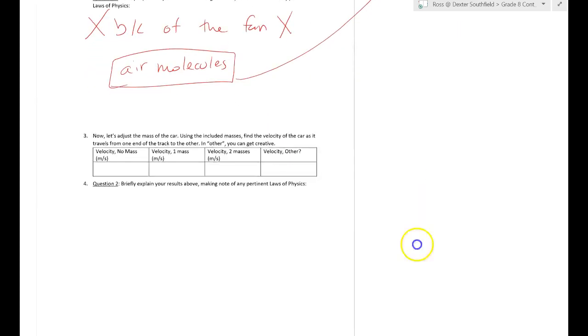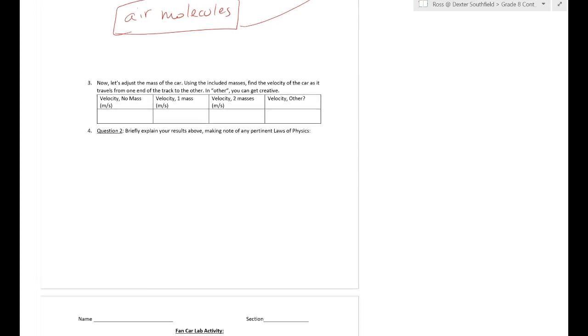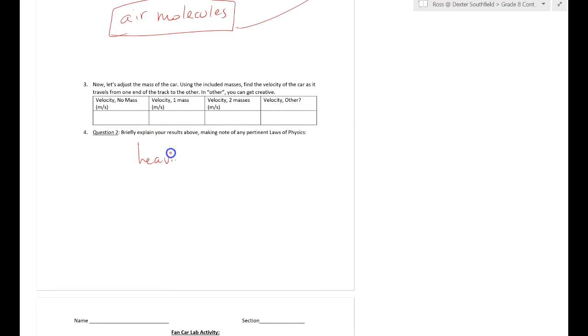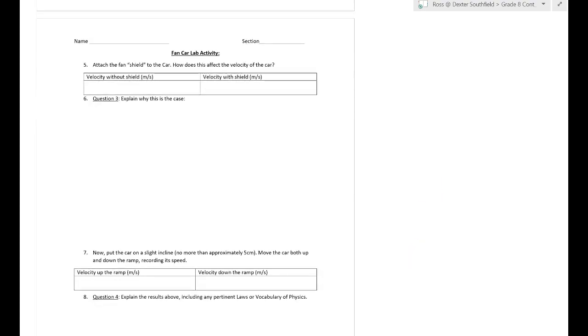So for question 2, this is after we started with the car with no mass on it. Then we added those silver hexagonal weights onto either side of the car and started to weight the car down. So as the car gets heavier, we know that it goes slower, right? We should probably say that, right? Talk about what the results were. But then we need to, once again, explain why. And what are we going to relate it back to? Newton's laws.